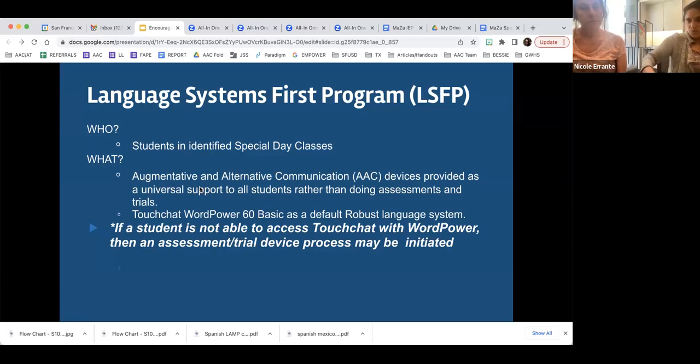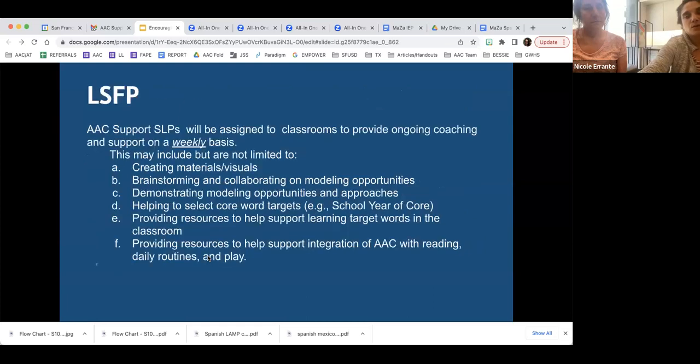That can be changed within TouchChat, like if a student needs a different page set. I don't know how familiar you all are with TouchChat; we can show you a little bit. If a student is not able to access TouchChat with Word Power, it's not the right app, then obviously they would get something different, but every student will have access to TouchChat in these classrooms. As part of the program, the AAC support SLPs will be assigned to these classrooms to provide consistent and ongoing trainings, which may include, but are not limited to, what I have listed here.